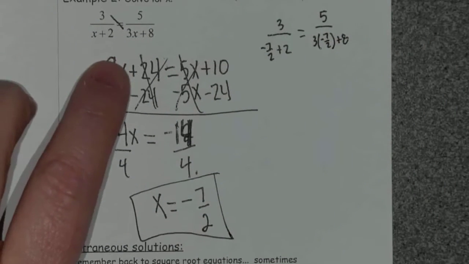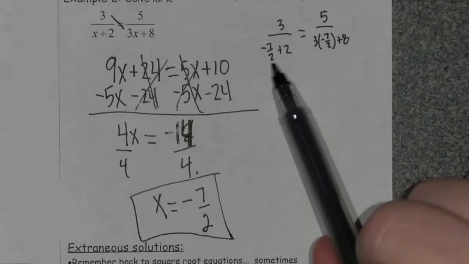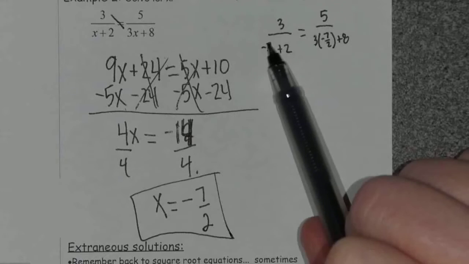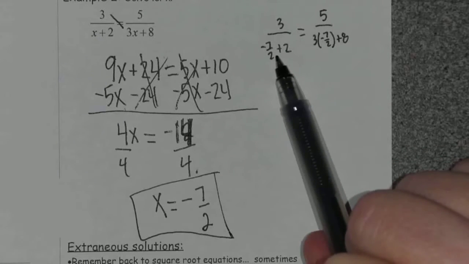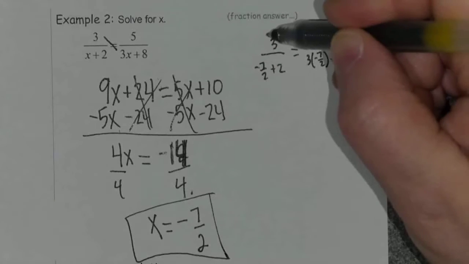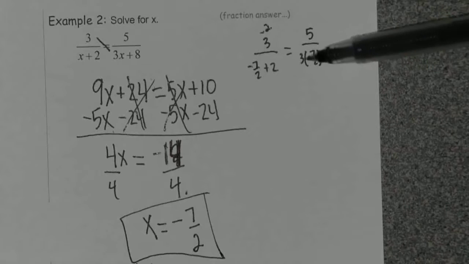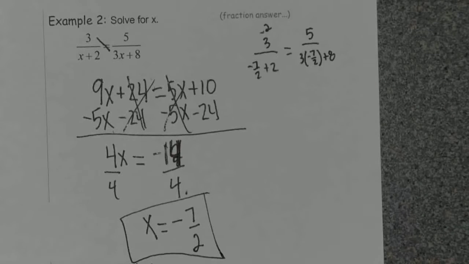So kind of a mess to substitute back in. But this would be 3. And remember, if you think about this as a negative 3.5, it might be easier. Negative 3.5 plus 2 would be a negative 1.5. 3 divided by a negative 1.5 would be negative 2, right? And then over here, you'd have 3 times a negative 3.5. And then add 8 to it. Did they equal the same thing?